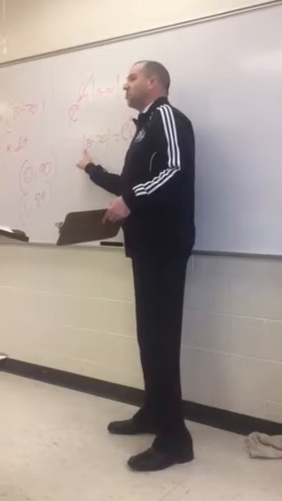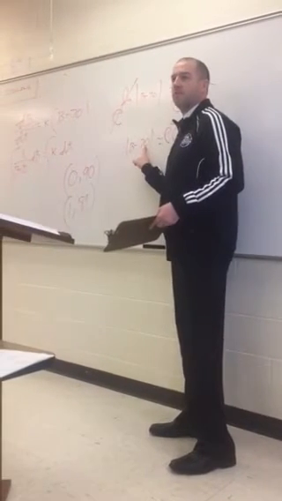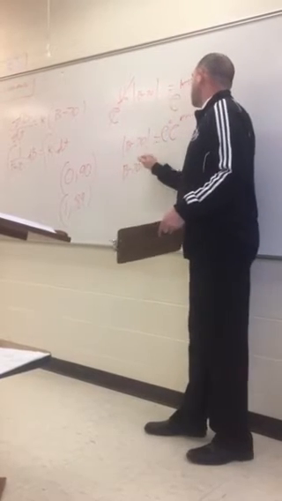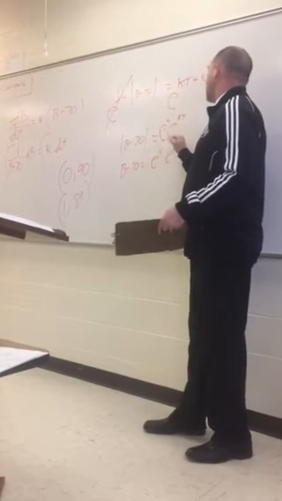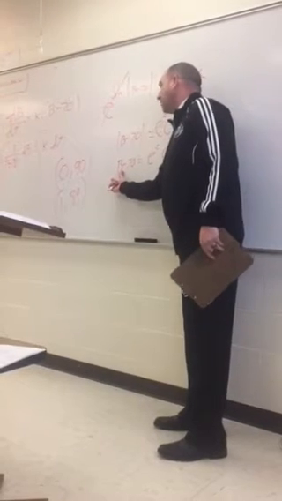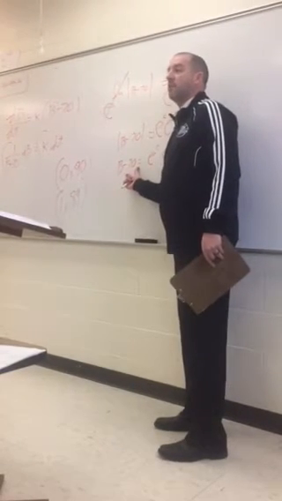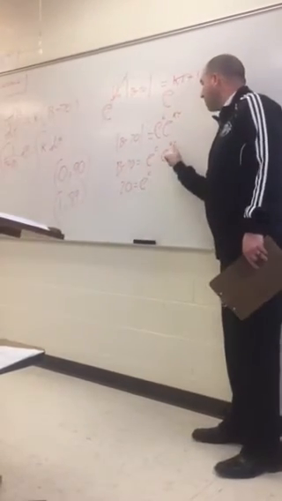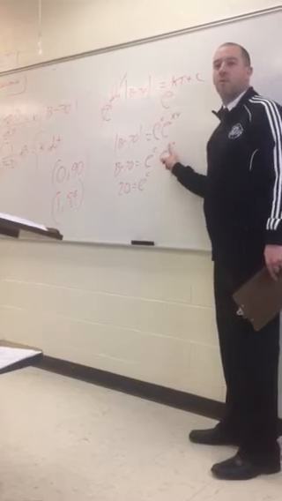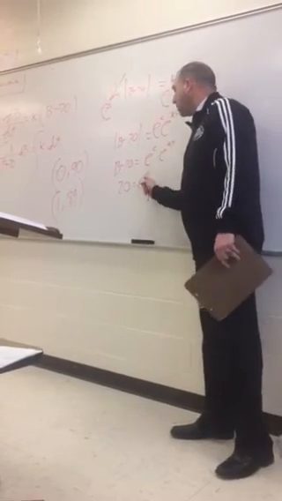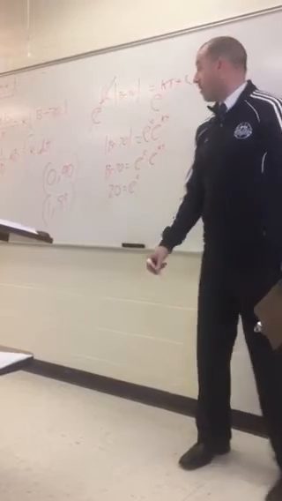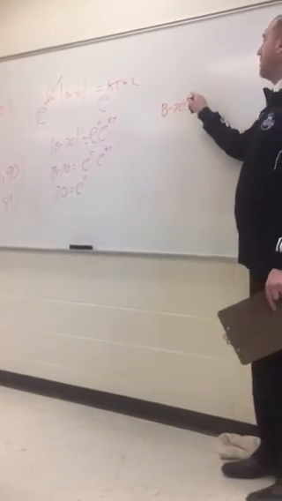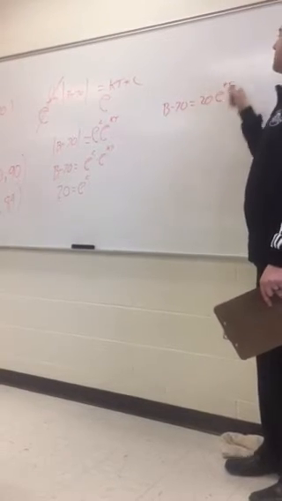So, is the body temperature warmer than 70 degrees? Yes, so I'm going to eliminate the absolute value. So, B minus 70 equals e to the c times e to the kt. If I put in 90 degrees, what's 90 minus 70? 20 equals e to the c. Then if I put in 0, what is e to the 0? 1. So e to the c came out to be 20. So I'm getting closer to my differential equation. B minus 70 equals 20 e to the kt.